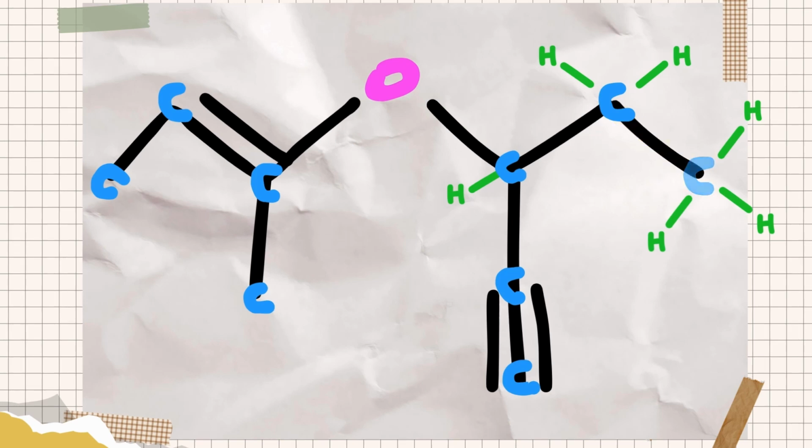What about this highway carbon? Well, it does have its 4 bonds already, so those are its 8 electrons. Nothing needs to be added.